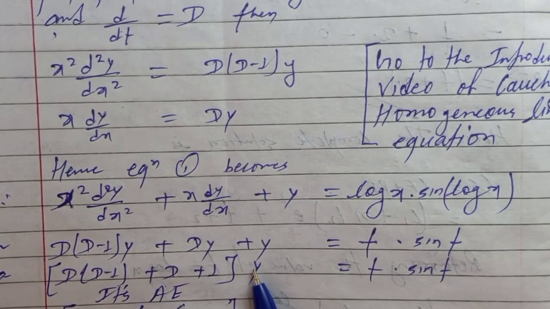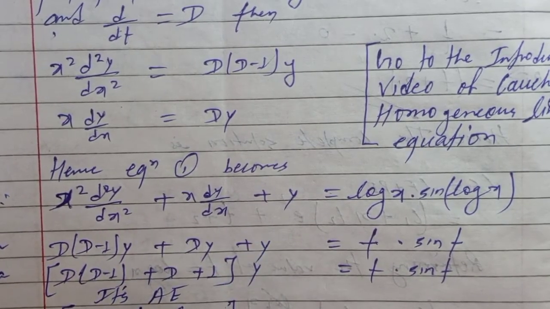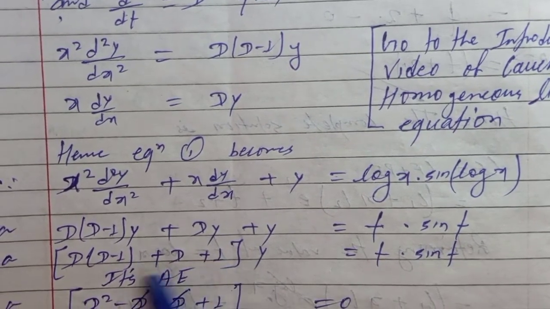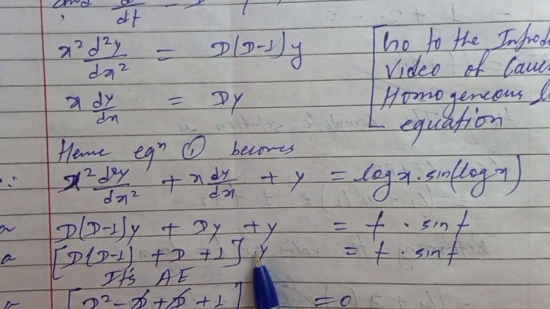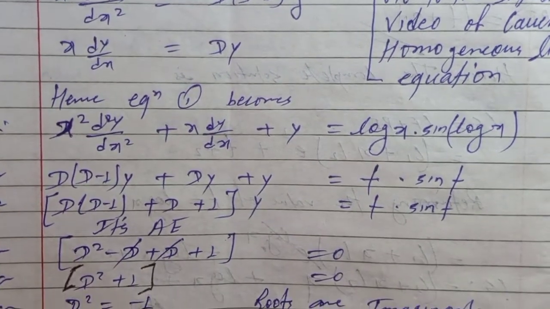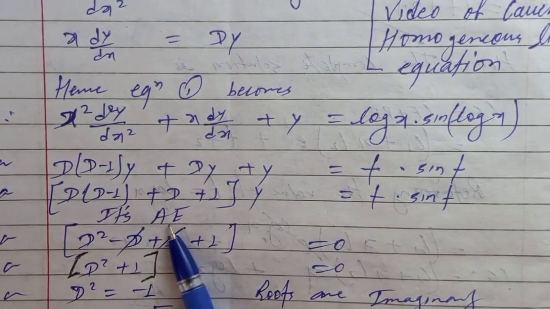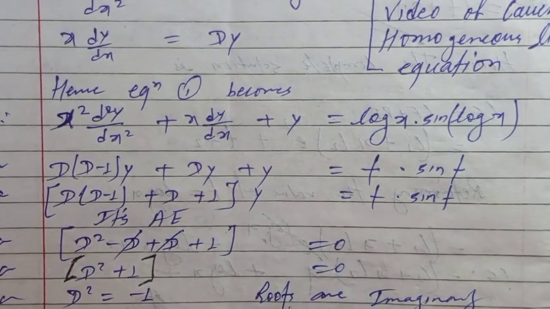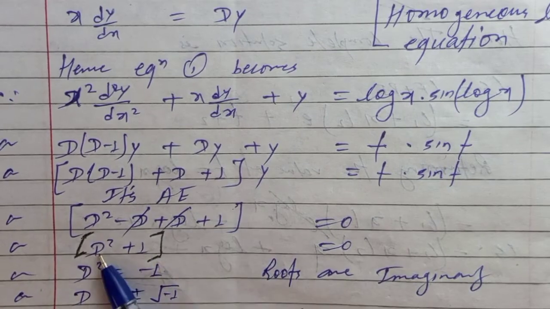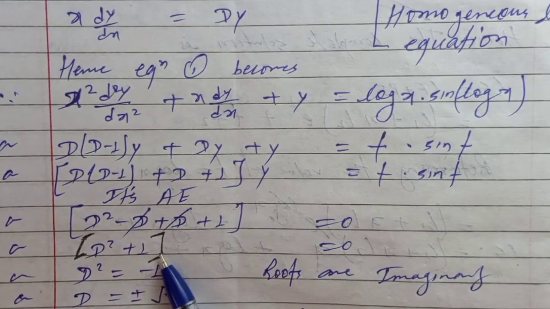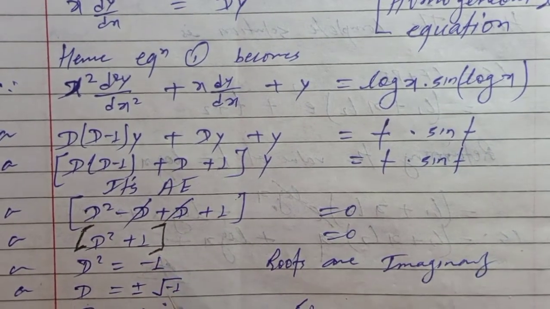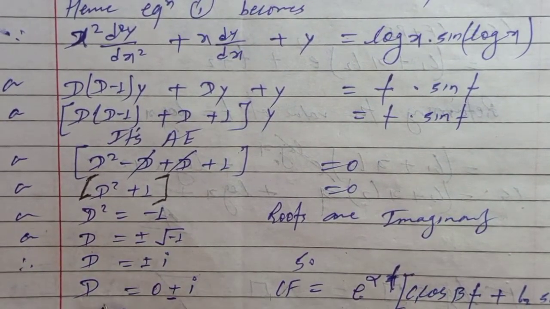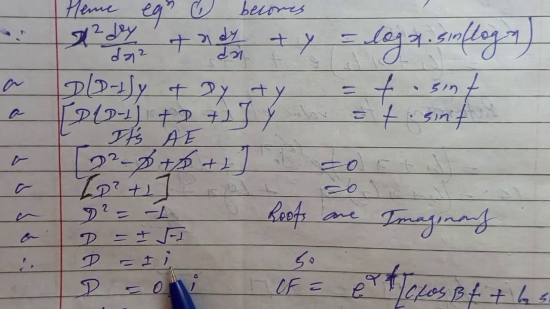So we will take y common from this side, so finally we are going to get the coefficient of y, this all. And we know if we equate the coefficient of y equal to 0, we're going to get auxiliary equation like this. So its auxiliary equation is the coefficient of y equal to 0. Finally, on solving this side, we're going to get this much form, d square plus 1. And after this, we know how to calculate the d value. And from the calculation, we get d equal to plus minus i.